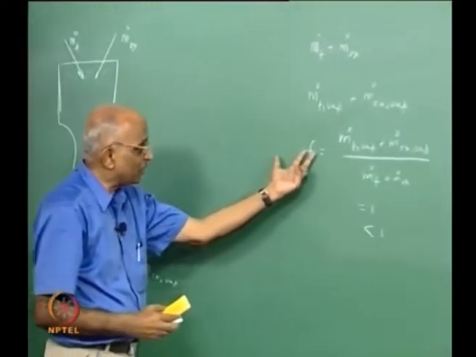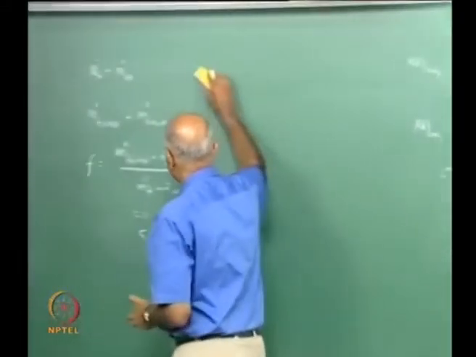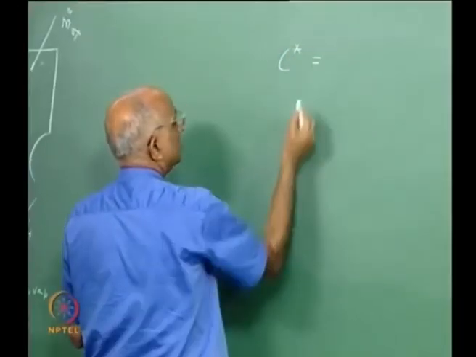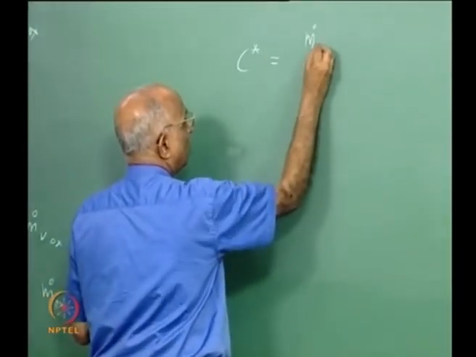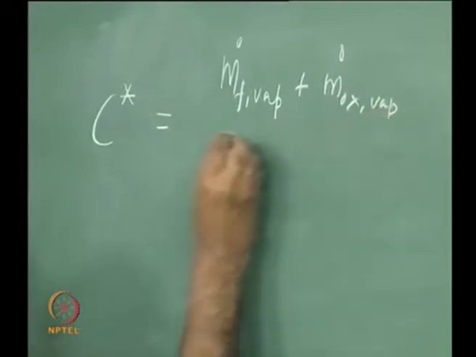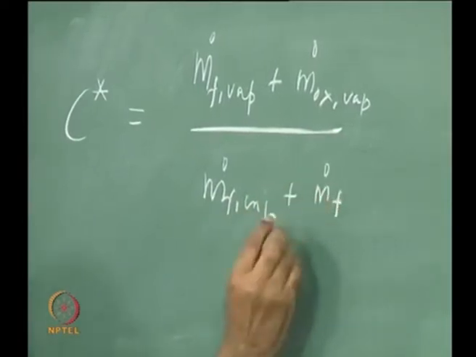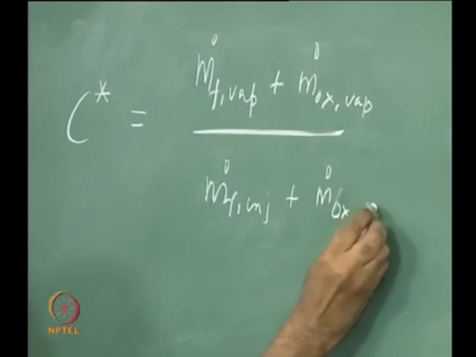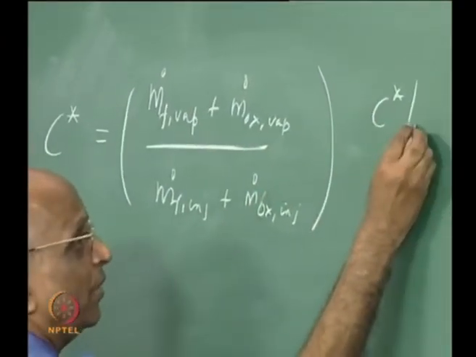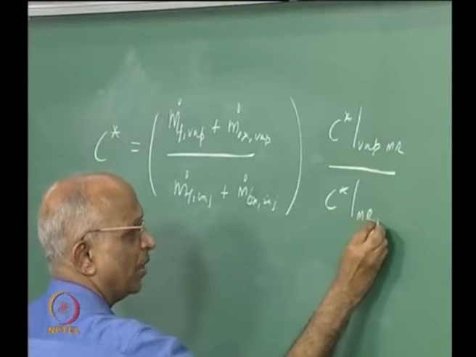Well, I have the fraction here, and I have the ratio of what is evaporated to this. Therefore, I tell myself the C star due to evaporation being limited can be written as the fraction coming over here, which is equal to m dot fuel which is vaporized, plus m dot oxidizer which is vaporized, divided by m dot fuel corresponding to injection plus m dot oxidizer corresponding to injection, into the value here, which is C star corresponding to what is being vaporized mixture ratio, and this is C star corresponding to mixture ratio corresponding to injection.